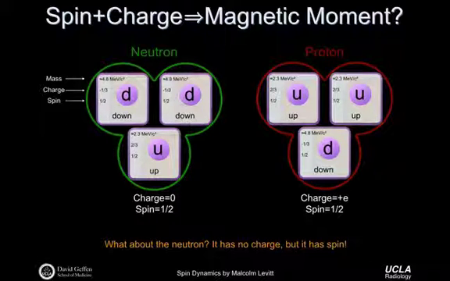Really quickly, I got an interesting question at the break, so I try to come back to these things when I can. Someone said, well, hold on. You went on and on about spin and charge, and you need spin and you need charge to have a magnetic moment. And this very smart person said, well, hang on. What about the neutron? The neutron has no charge, but it has a magnetic moment. So how is it that it could have no charge and it has spin? How could it be that it has a magnetic moment?